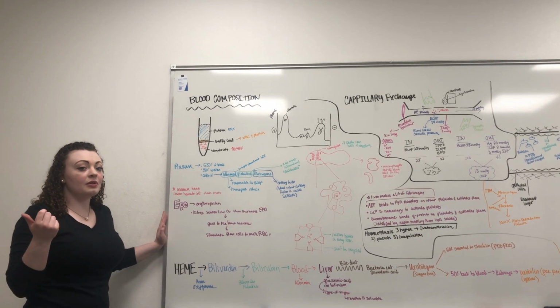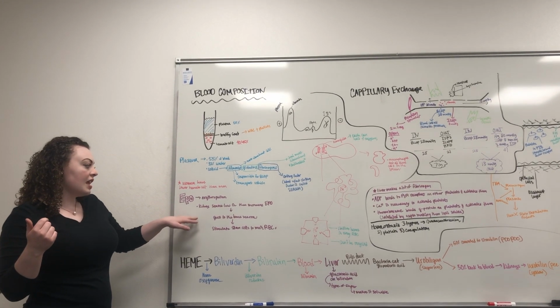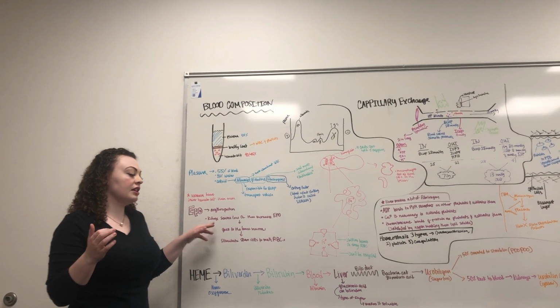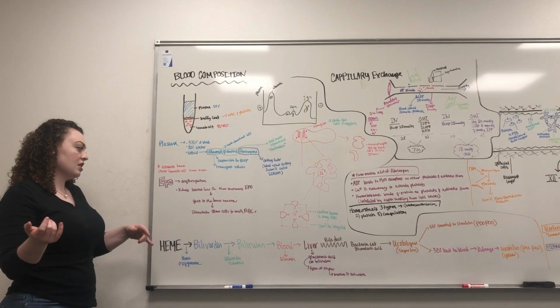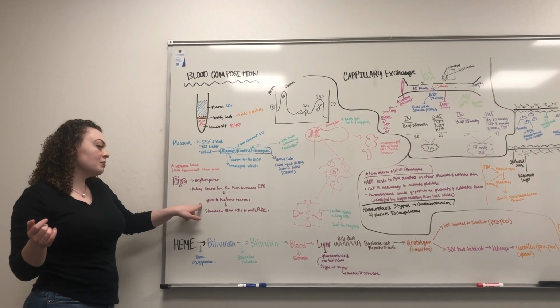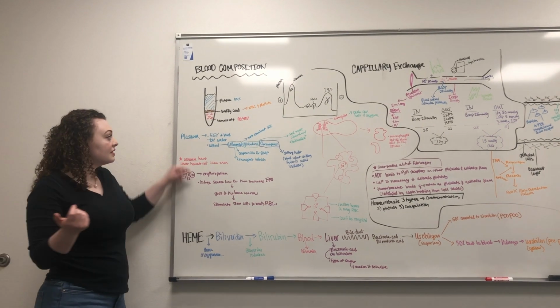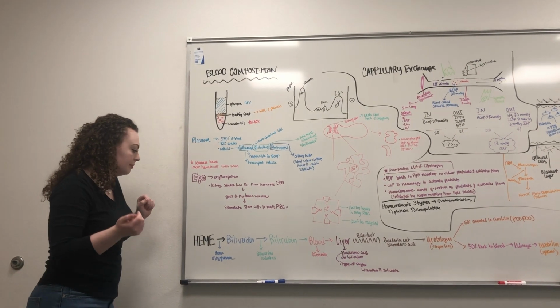Now we're going to talk about erythropoietin, or EPO. And what happens is the kidney senses low oxygen, and it increases or releases this EPO. And then this EPO goes to the bone marrow, which then stimulates stem cells to make more red blood cells and increase that hematocrit.